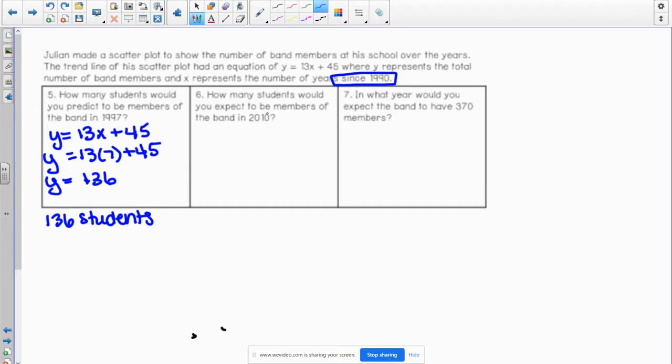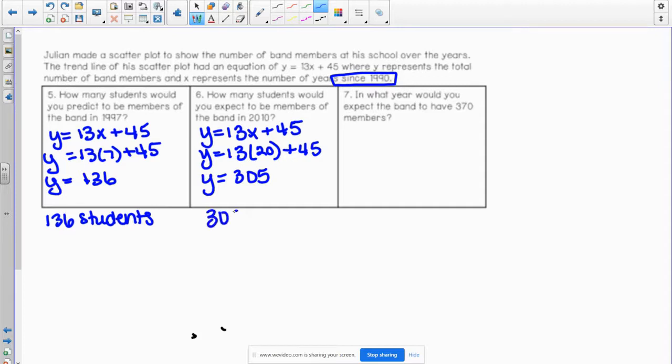How many students would you expect to be members of the band in 2010? So again, same question. Since it's years, we go up here. X represents the number of years. So we're going to put it in the same spot as we did on the previous question. So y equals 13x plus 45. Since 1990, and if I'm looking at 2010, that's 20 years. So I'm going to plug 20 in for the x. And then grab my calculator and solve here. So 13 times 20 plus 45 equals 305. So in 2010, I would expect to have 305 students in the band.